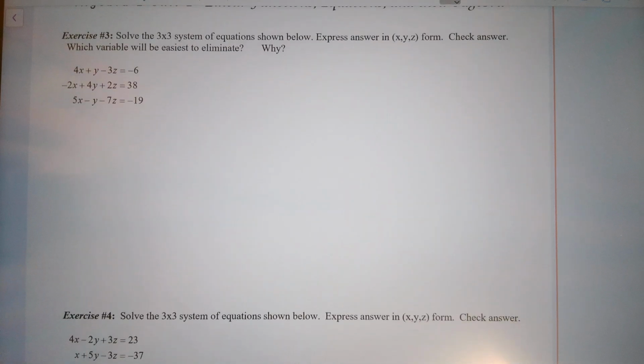Okay, 2 more practice problems. Solve this system of equations. Express your answer in XYZ form. Check your answer. Which variable will be easiest to eliminate?